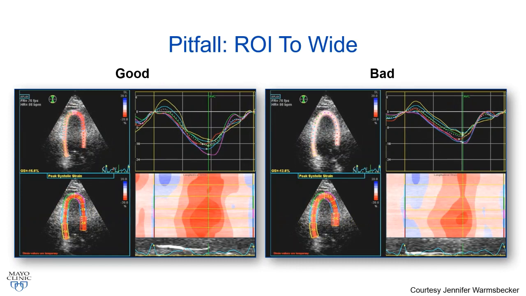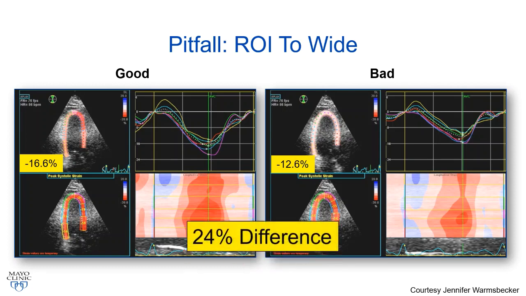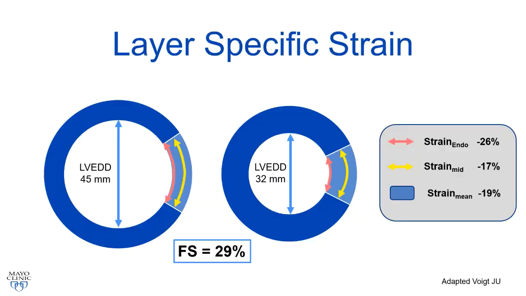As we will see, there is layer-specific strain. Strains may be highest in the endocardial segments and lowest in the epicardial segments. And therefore, if the ROI width is too great, you may have, again, an underestimation in the strain. Here, about a 24% difference in the strain values just by changing the ROI width.